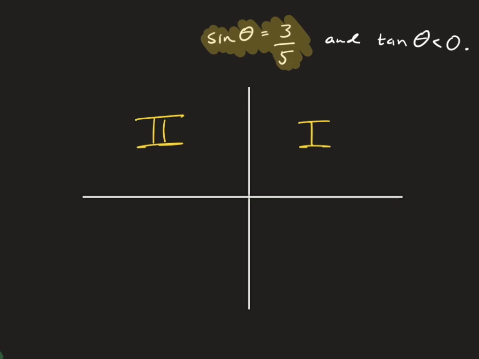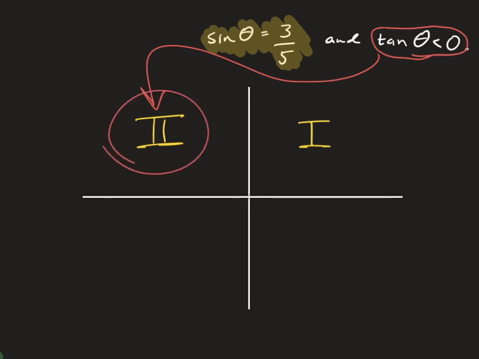From there, we can move on and focus on the tangent. And if tangent is less than 0, then that means I have to be now in quadrant 2. Because remember, everything is positive in quadrant 1. So I have determined the quadrant, quadrant 2.